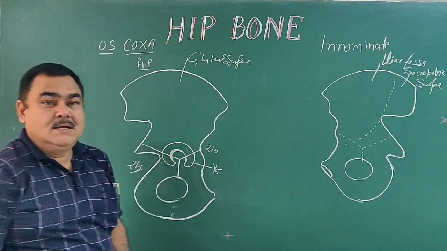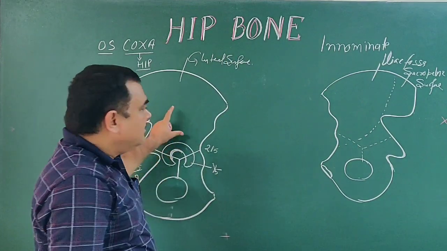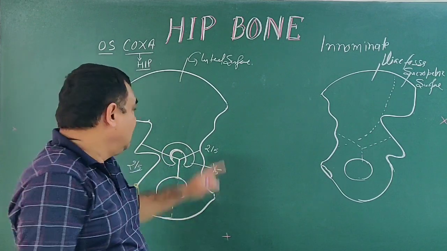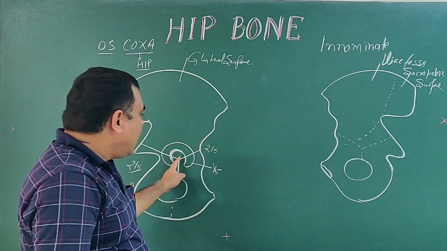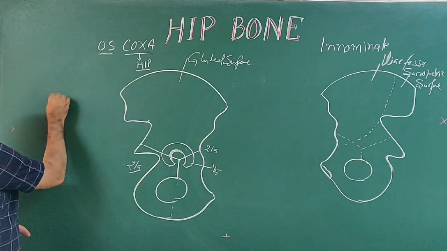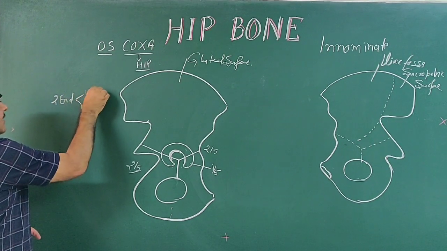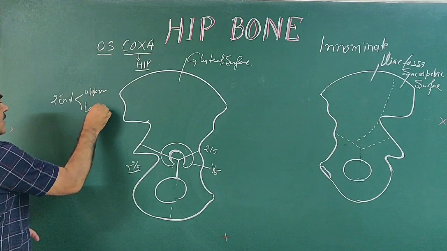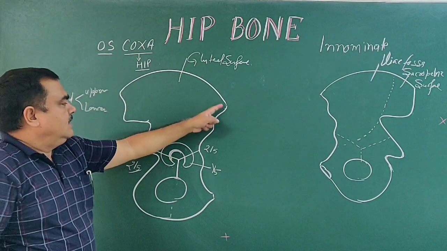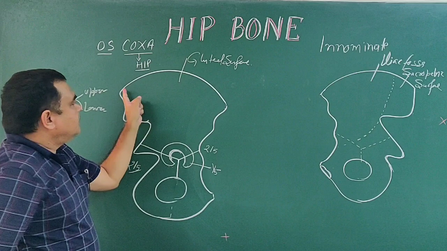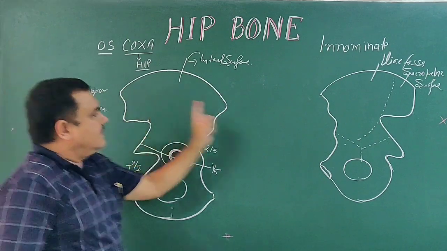Now we will discuss the details of each part of the ilium. First of all, it has two ends: upper end and lower end. This is the upper end. If you see vertically, it is convex.